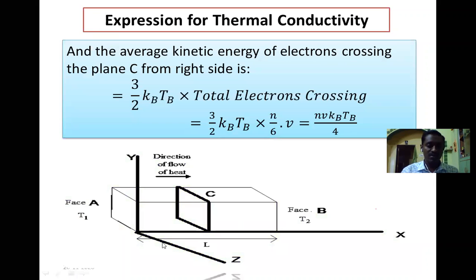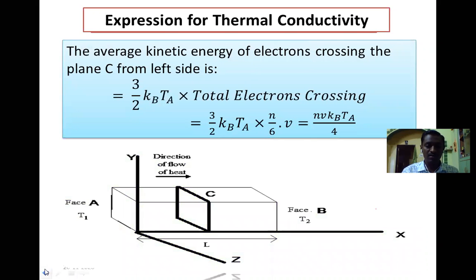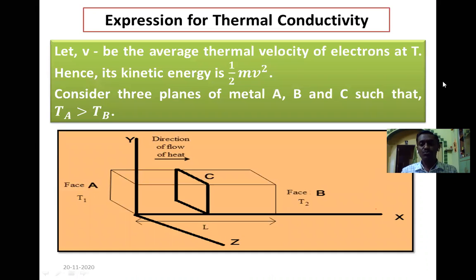Now, as we know, n by 6 electrons move along each positive axis and each negative axis. Let v be the average thermal velocity of electrons at temperature T. According to the kinetic theory of gases, at any temperature T the kinetic energy possessed by gas molecules, here electrons, will be 3 by 2 kT, and its average speed will be v. Some electrons may move with velocity v1, some with v2, v3, v4 and so on, and the average of all these velocities will be v. So v is the average thermal velocity of each electron at temperature T.